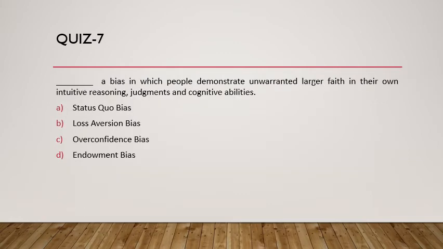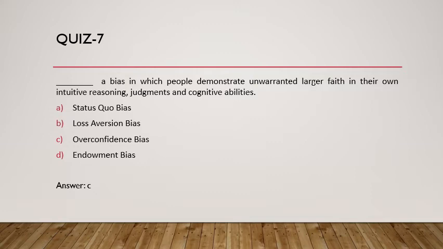Let us move to the next question, which is very easy to understand, comprehend, and answer. It is again a fill in the blank, and it says it's a bias in which people demonstrate unwarranted larger faith in their own intuitive reasoning, judgments, and cognitive abilities. And needless to say, it is all about overconfidence bias, because many of us tend to demonstrate overconfidence even with respect to something as basic as driving, and we would probably rate ourselves better than most other drivers.